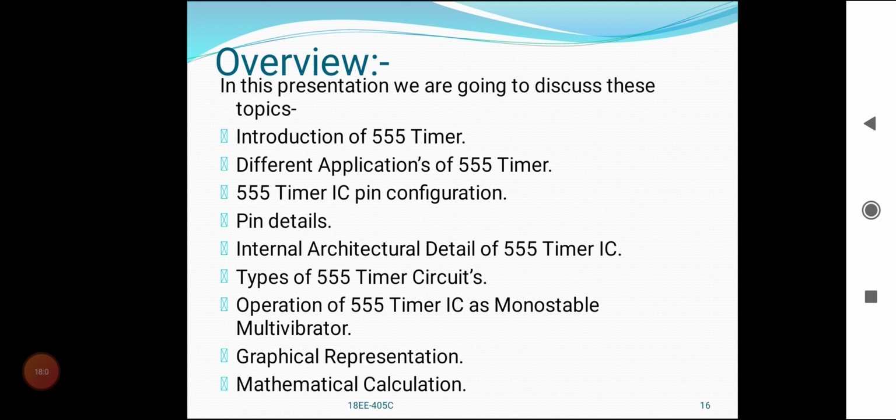555 timer. In this presentation we are going to discuss these topics: introduction to the 555 timer, different applications of the 555 timer, 555 timer IC pin diagram, pin details, internal architectural details of the 555 timer IC, types of 555 timer circuits, operation of the 555 timer IC as a monostable multivibrator and astable multivibrator, and mathematical calculations.